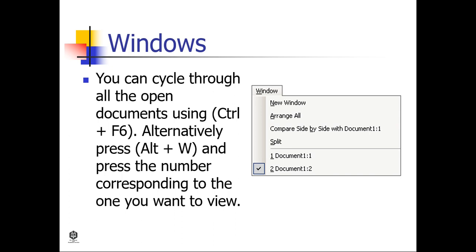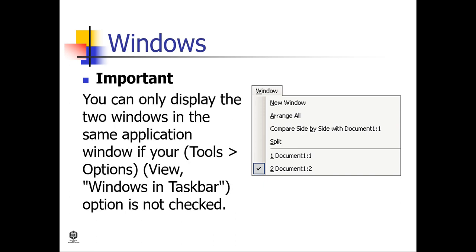You can cycle through all the open documents using Ctrl F6. Alternatively, press Alt W and press the number corresponding to the one you want to view. Important reminder, you can only display the two windows in the same application window if your Tools, then Options or View Windows in Taskbar option is not checked.